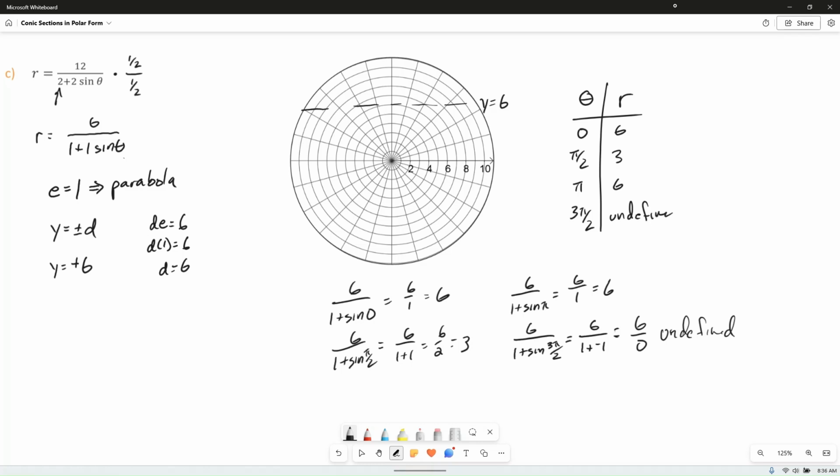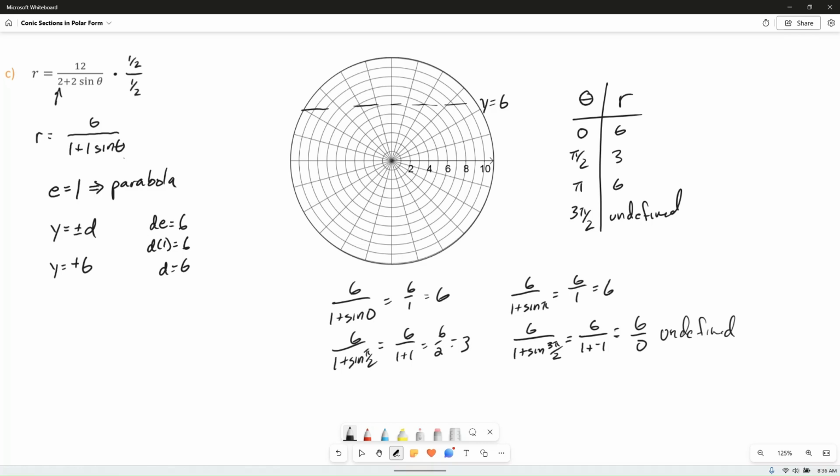It is undefined. That might seem odd, but it should make sense, right? Because we do have a parabola and it opens downwards. So in the 3 pi over 2 direction, this parabola, this conic graph, is not going to touch the negative y-axis. It's just going to open up and continue extending downwards. So let's plot our points here.